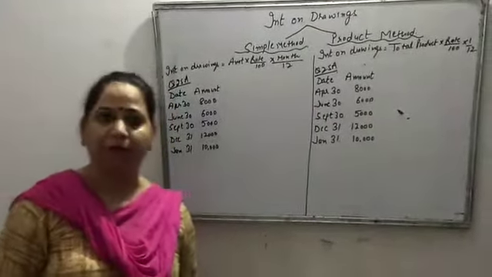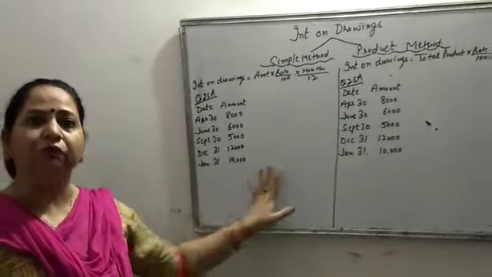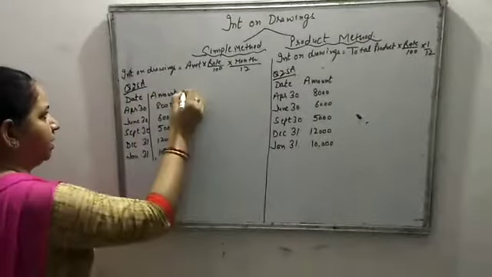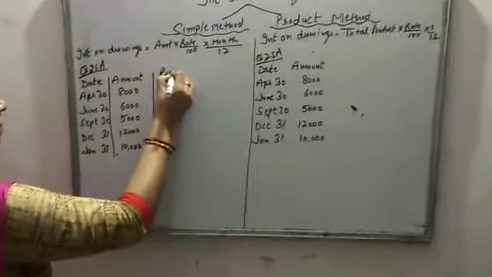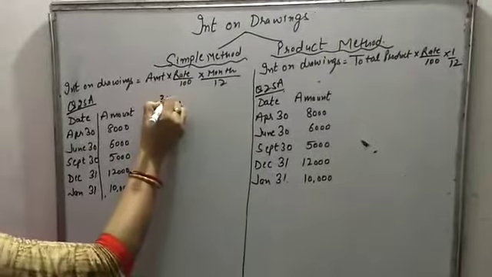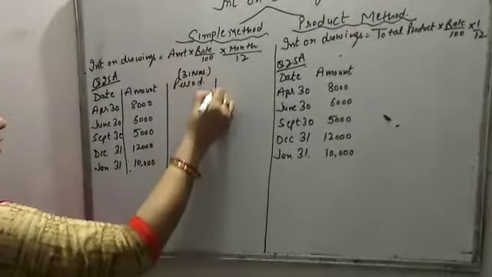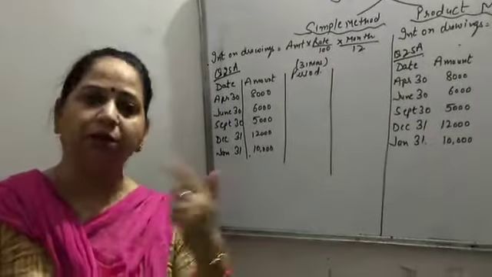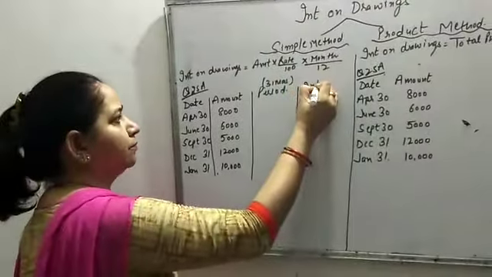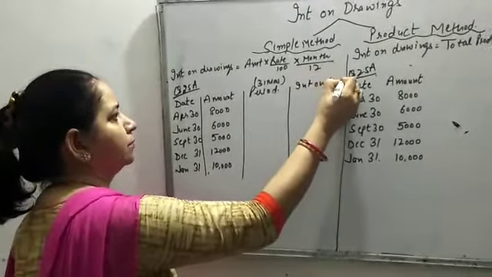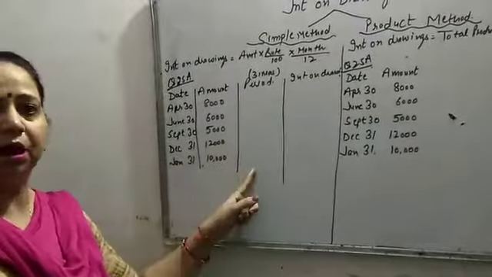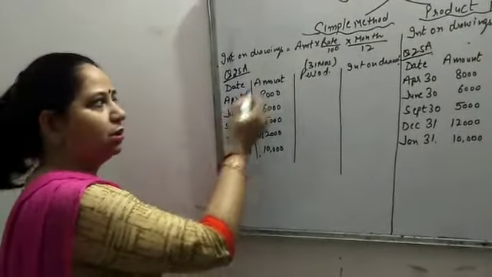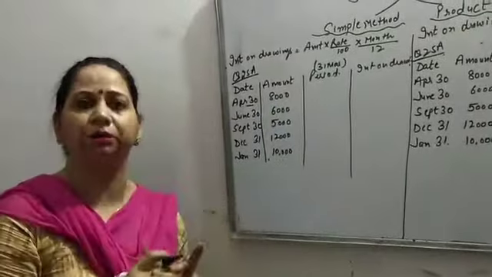Now according to the simple method, these two columns are given. We'll make two more columns. The next column will be the period. Here I'll write that on 31st March our accounts are going to be closed, and next the interest on drawing. In the period, what months are we going to write down? From April 30 to 31st March, how many months are left?